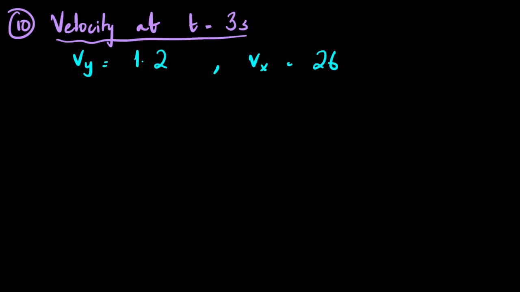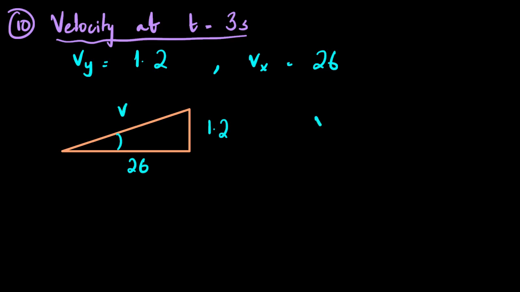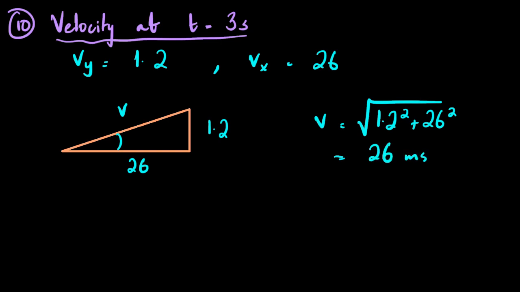But again the idea remains the same, that we still have to make a right angle triangle like this. And we know the different dimensions of this triangle. We know that this is supposed to be 1.2, this is supposed to be 26, and we need to find the velocity. So V would be the square root of 1.2 squared plus 26 squared under the root. So this turns out to be 26.0, so 26 meters per second.